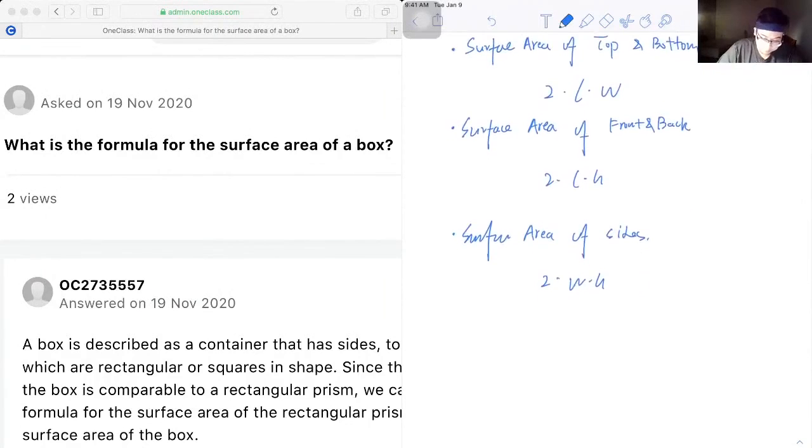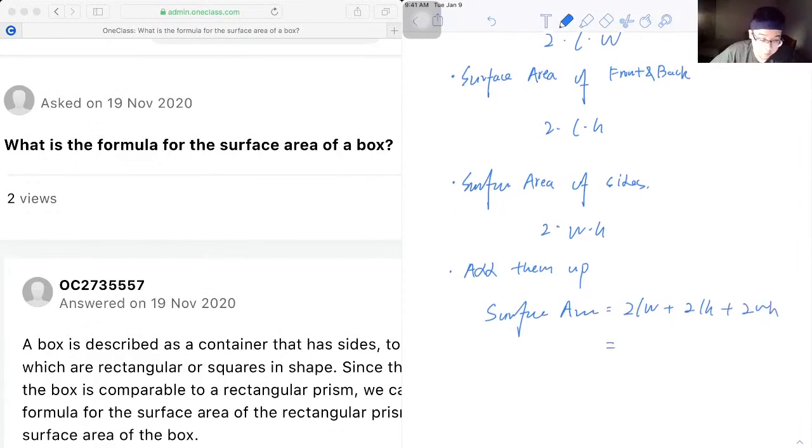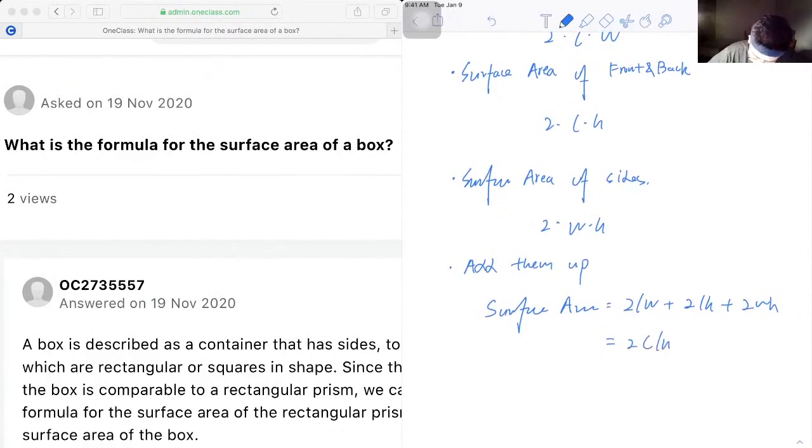Our last step is to just add them up. So the surface area will be equal to 2LW plus 2LH plus 2WH, which can also be written as 2 times (LW plus LH plus WH). You can write them either way.